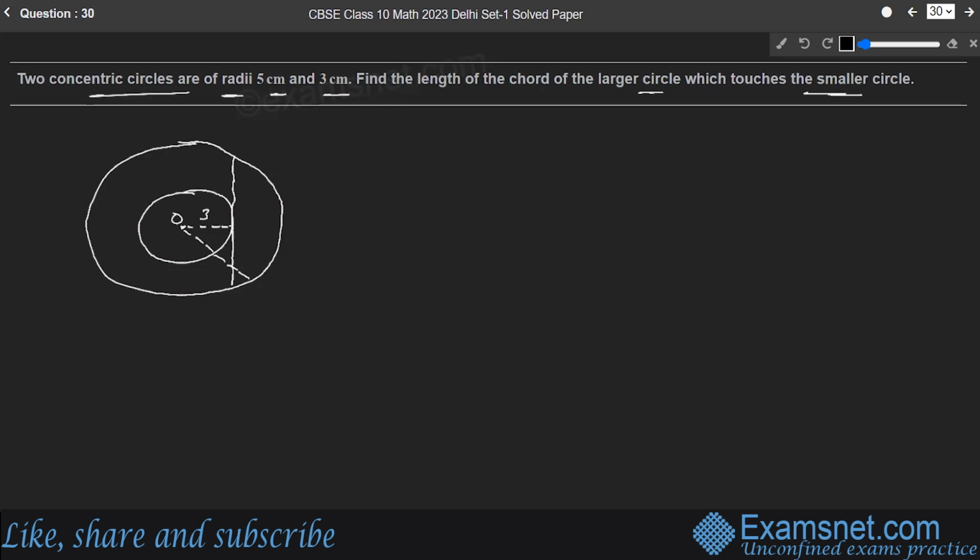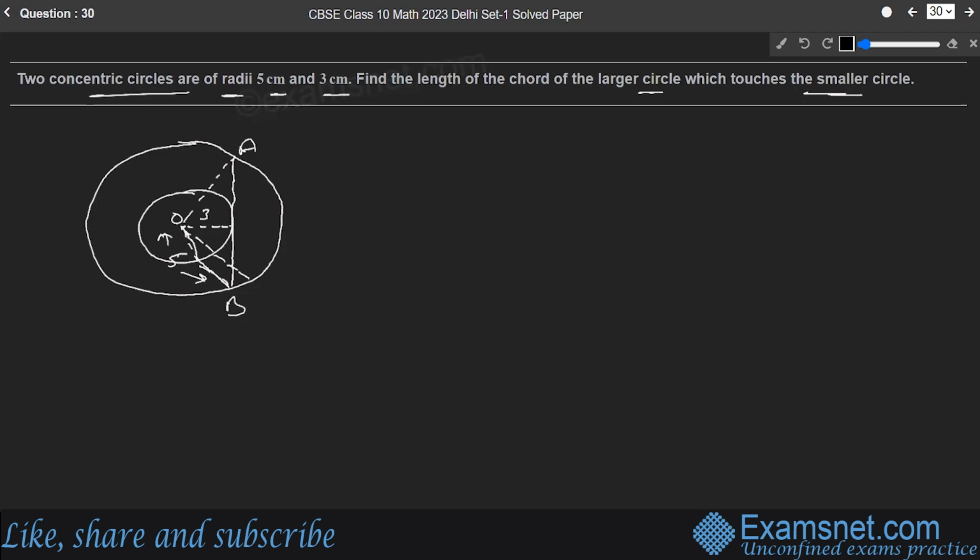This is the chord of the bigger circle which is touching the smaller circle, and the radius here is 5 centimeter. So we can have the radius drawn from here. This particular radius is 5 centimeter in length. Then let us name these points. The first point is A, the chord is AB, so this is the other point B.